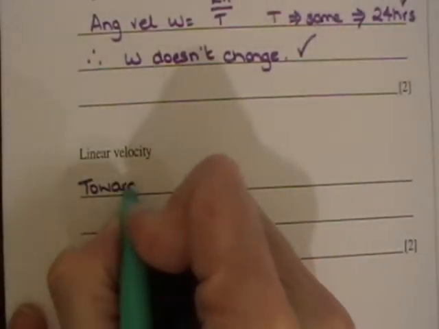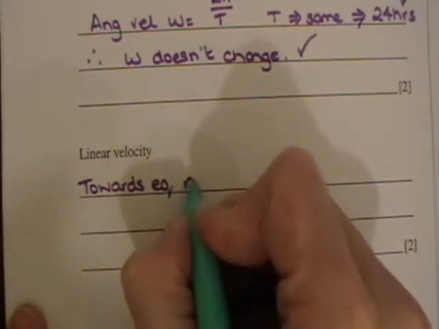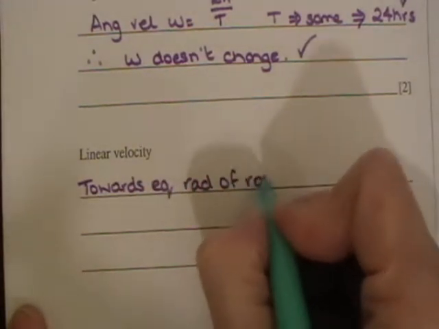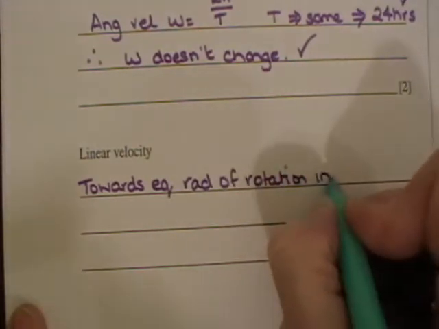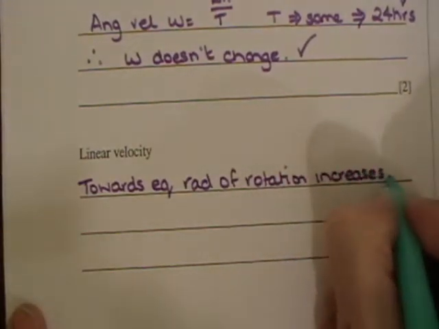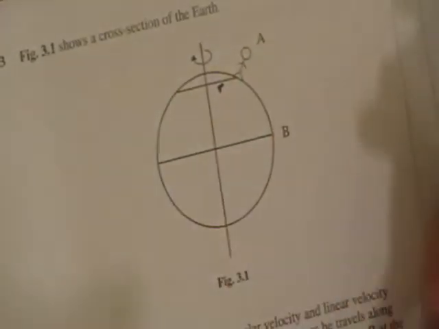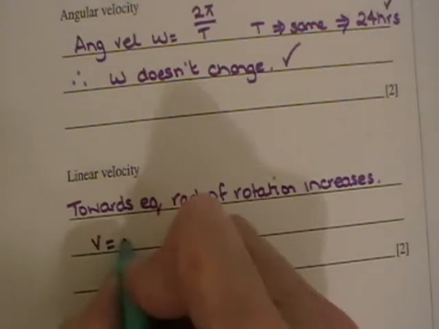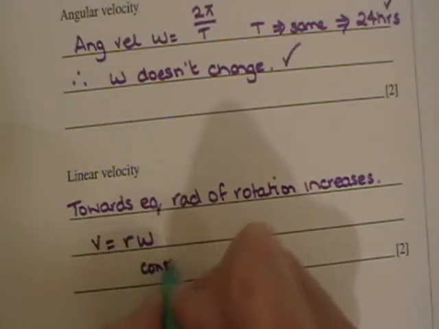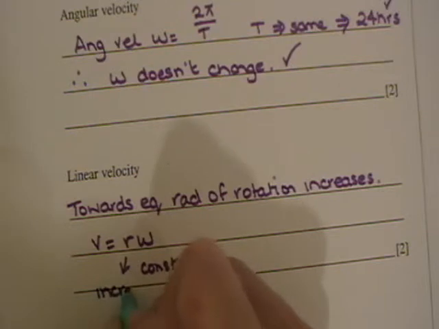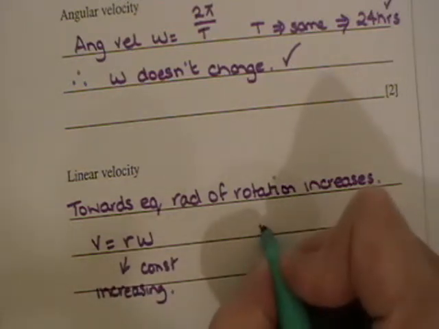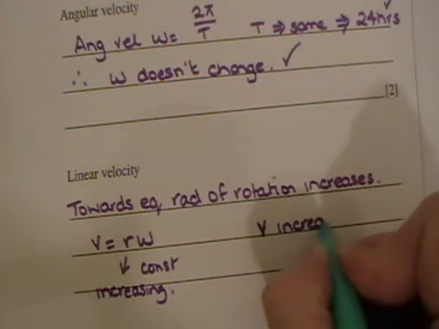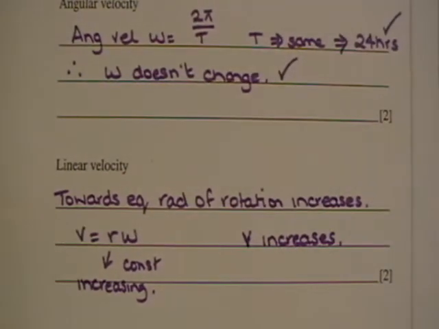Linear velocity, however, as he moves towards the equator, the radius of rotation increases. So I'll just show you that. The radius is around the axis, and so there's the radius of the person at A, but by the time they've got to B here, there's the radius and it's much larger. And therefore, since v is equal to r omega, and that's constant, and this is increasing, then v is increasing as well.